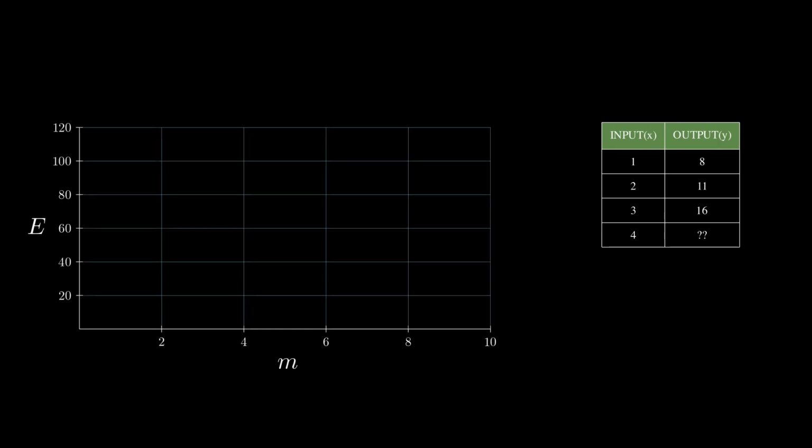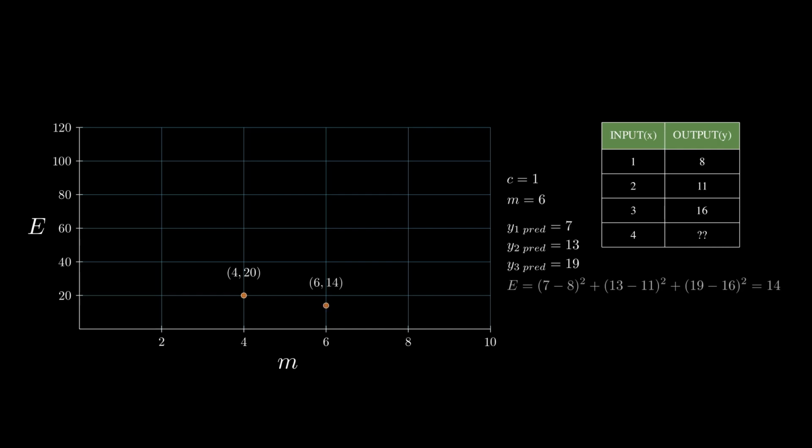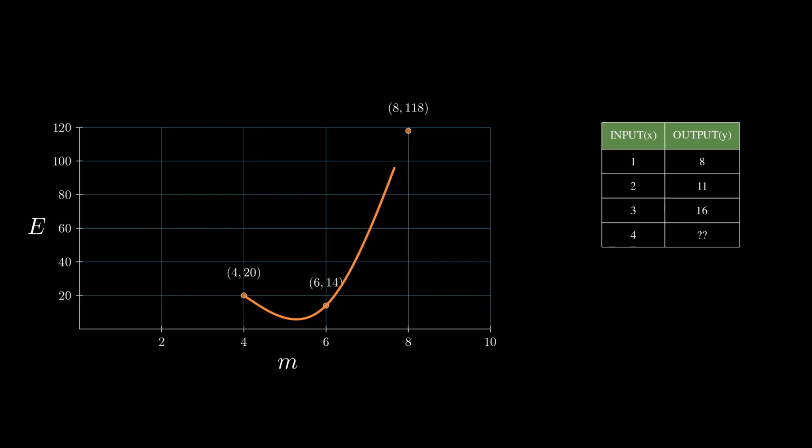Now we want our line to fit some points with the smallest error. The steepness of the line is decided by the value of m. Let's see how the error changes for different m values, keeping c fixed at 1. For the first case, with m equals 4, we calculate the predicted y and the value of e, which comes out to be 20. Next, let's increase the slope to 6. The error for this case becomes 14. Finally, for m equals 8, the error is 118. The orange curve illustrates how the error changes with different slope values. As we can see, the best slope is the one where the error is the smallest.